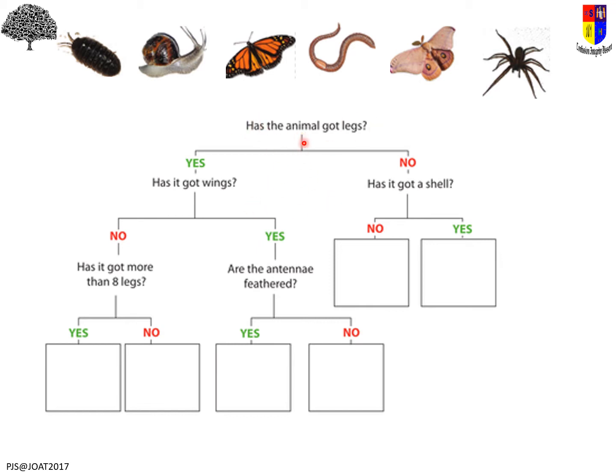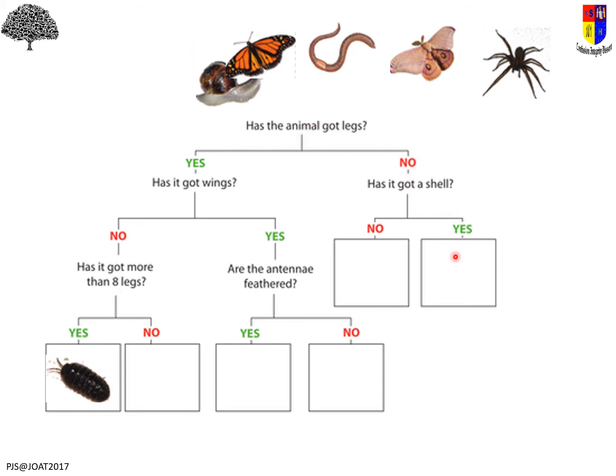So has it got legs? Yes. So we're going down this way. Has it got wings? No. Has it got more than 8 legs? Yes. So we're down to here. We go back up for this one. Has it got legs? No. Has it got a shell? Yes. And we're down to here.